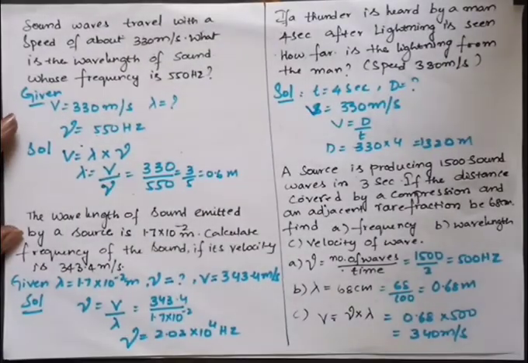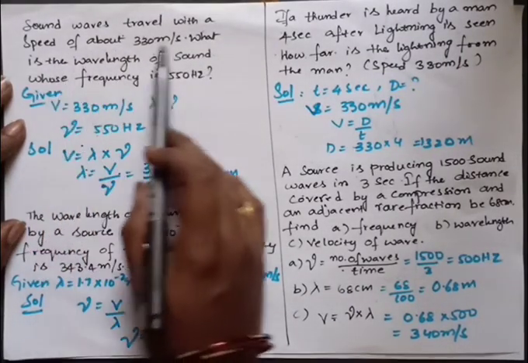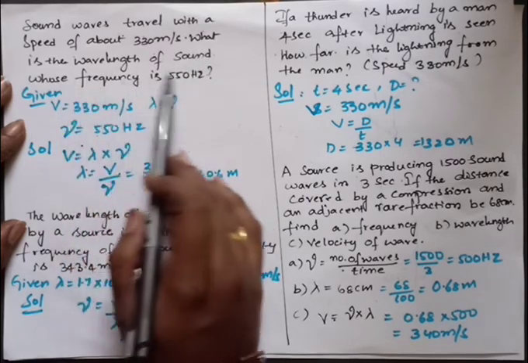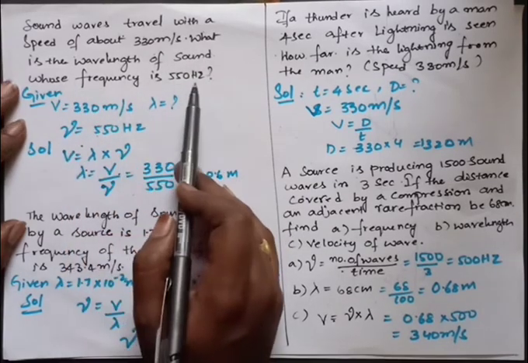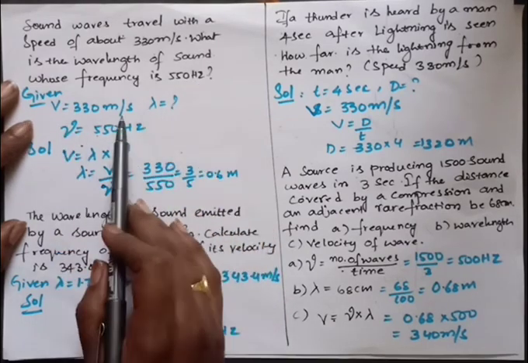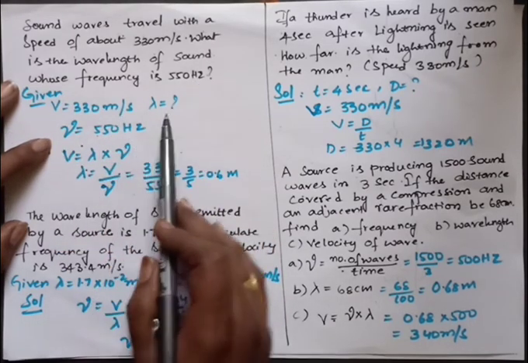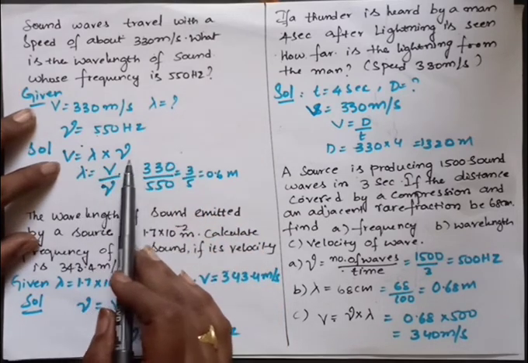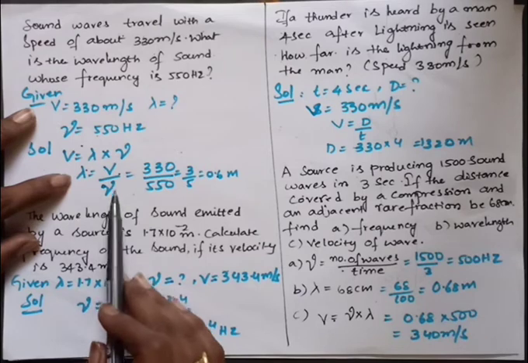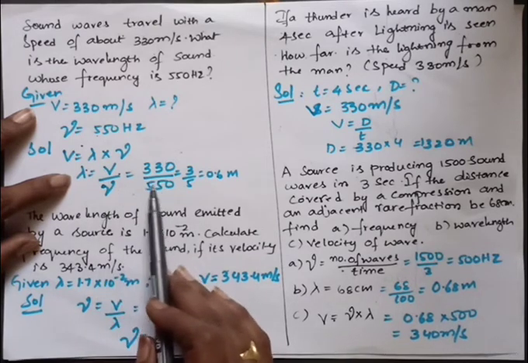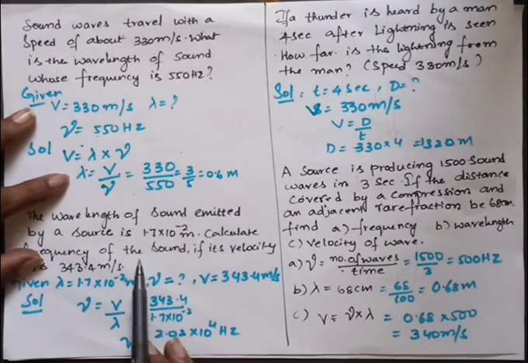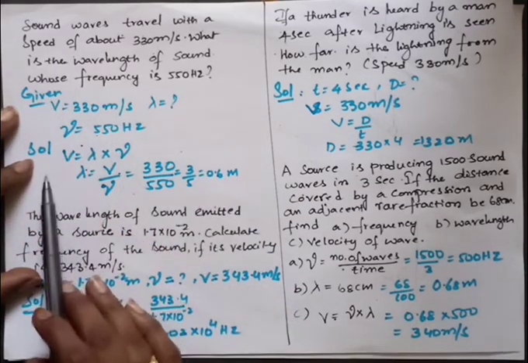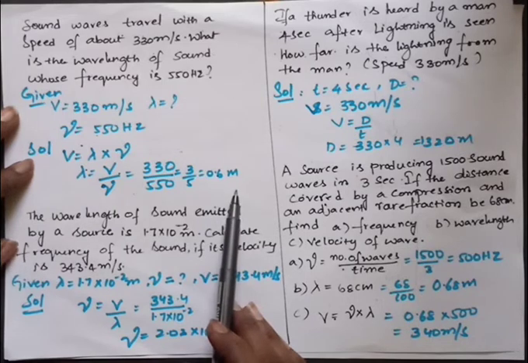Now coming to the examples. Sound waves travel with a speed of about 330 meters per second. What is the wavelength of sound whose frequency is 550 Hz? Here velocity is given, frequency is given, and wavelength is asked. So use the formula V = λν. λ = V/ν, and we get the answer after division, 0.6 meters. For any problem, the given data should be written, then the solution, and units are important.